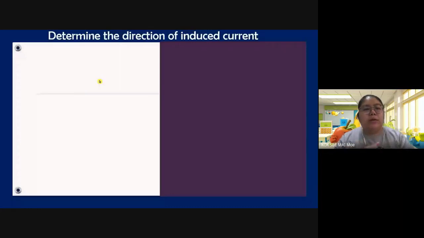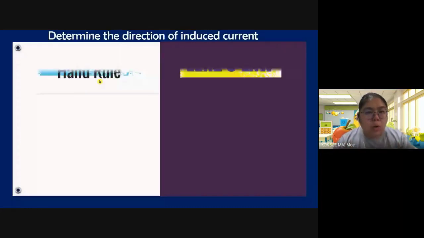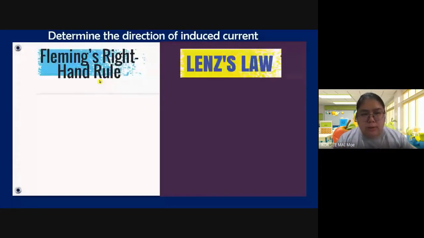Okay, by using two laws. One is a rule, one is a law. The rule is Fleming's right hand. Today we just focus on using the right hand. Another one is Lenz's law. Now we need to know where the current goes. The current either goes toward you or far away from you. Going toward you is shown by a dot, far away from you is shown by a cross. Remember this symbol.